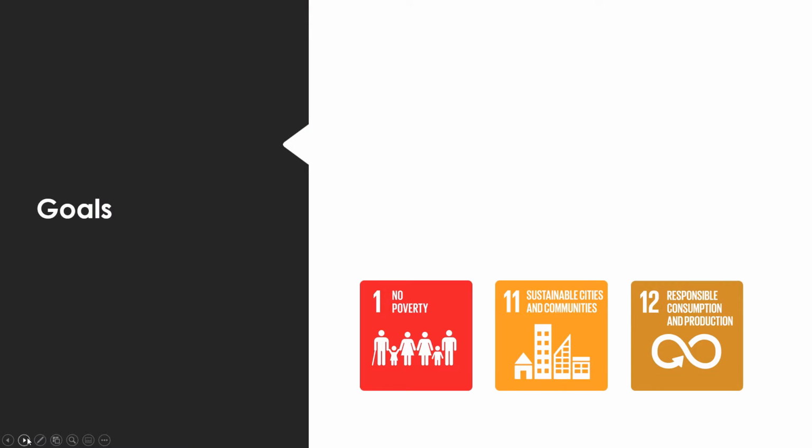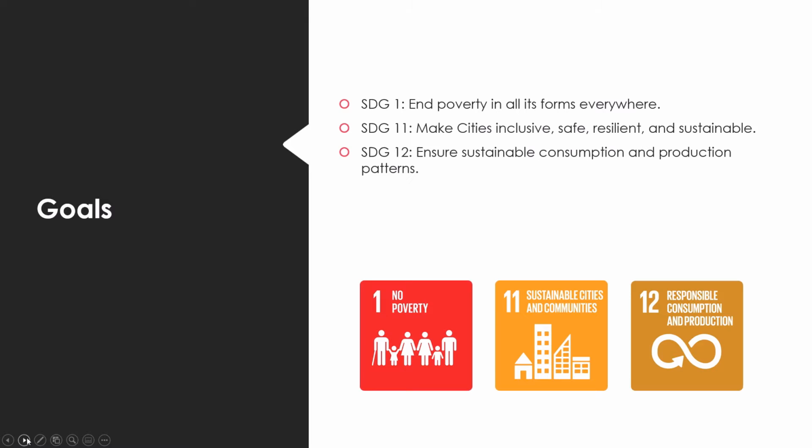So briefly go over the SDG goals and background information. Just a quick review. SDG 1 is no poverty. 11, sustainable communities. 12, responsible consumption and production. And you can see the individual goals there, what they entail and how they're laid out. And you can see the symbols too on the bottom of the screen.